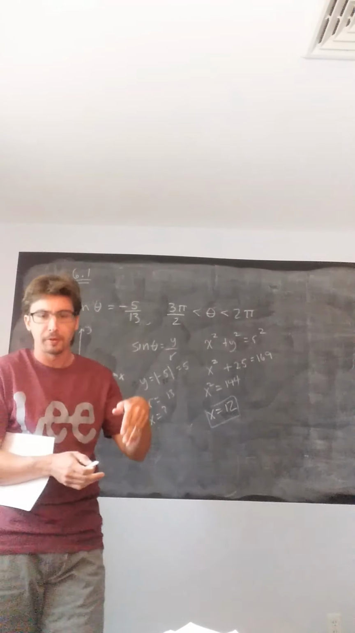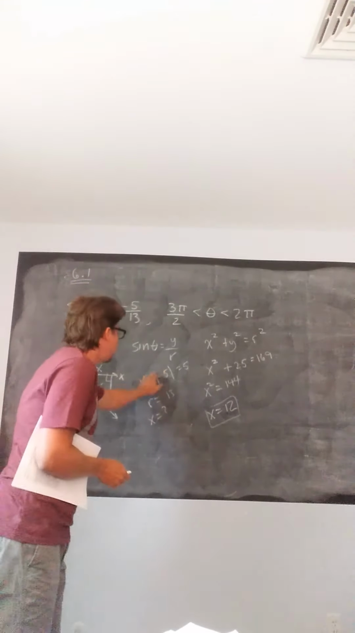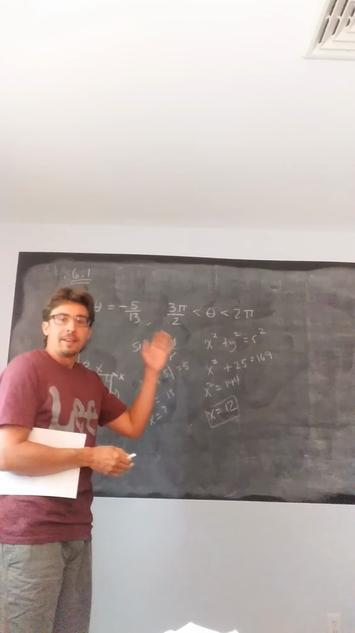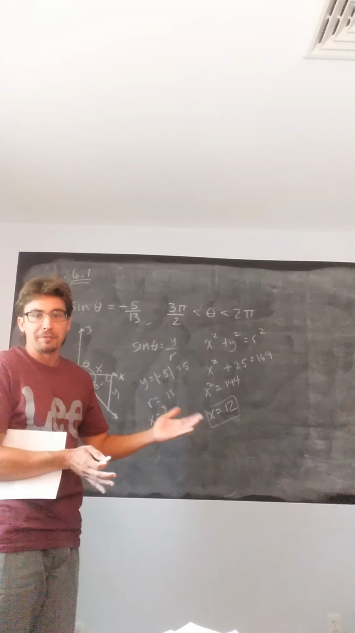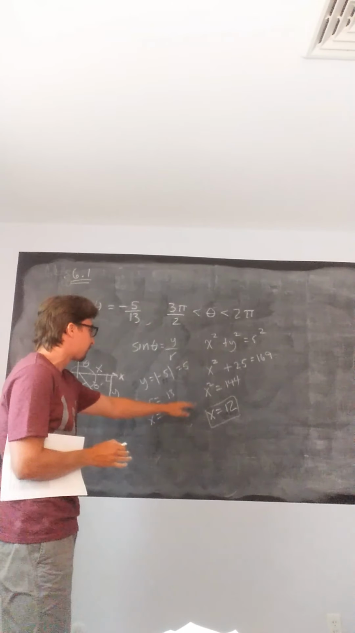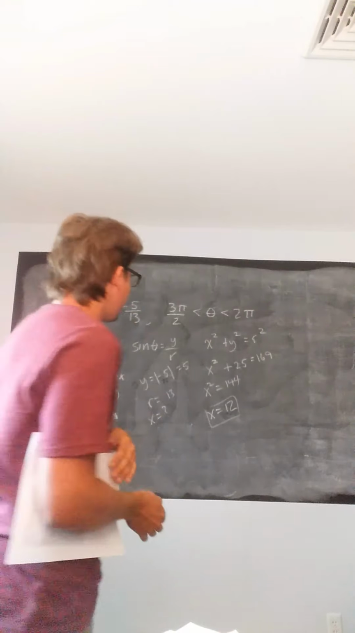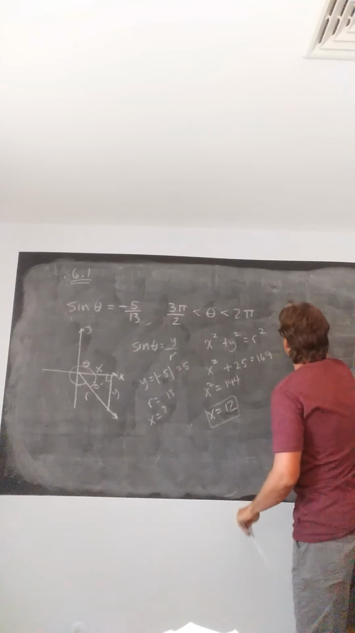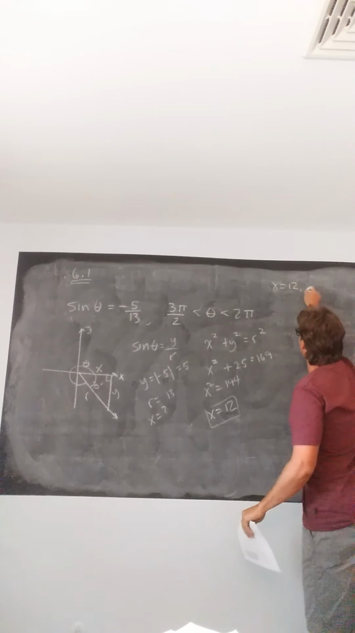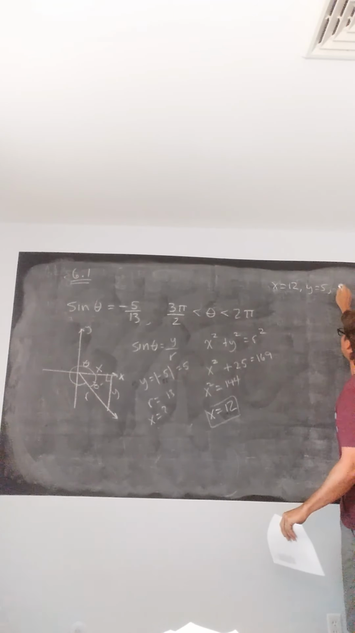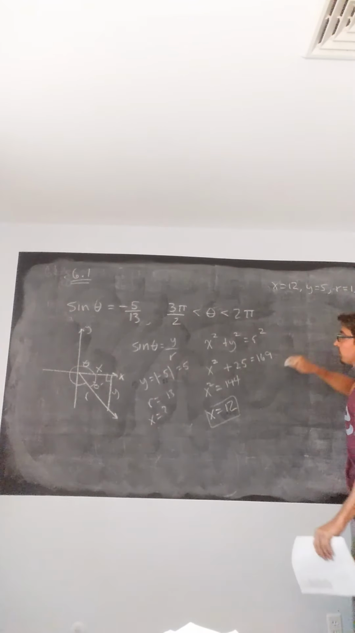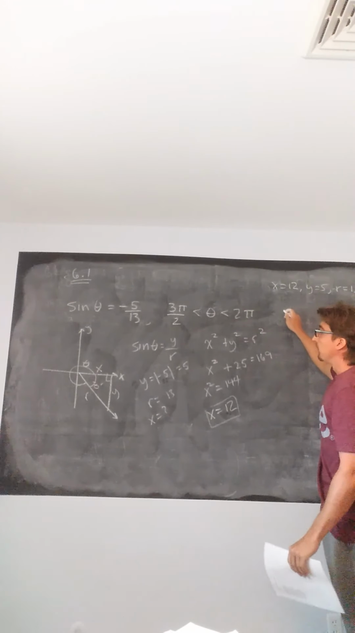If you're working with the negative sign, you have to actually stop here and figure out, is this x positive or is it negative? And that causes problems. So let's just consider the positive case, and we'll figure out the sign as we go forward. So here you go. You have x is 12, y is 5, and r is 13. So now we could go ahead and do these ratios.